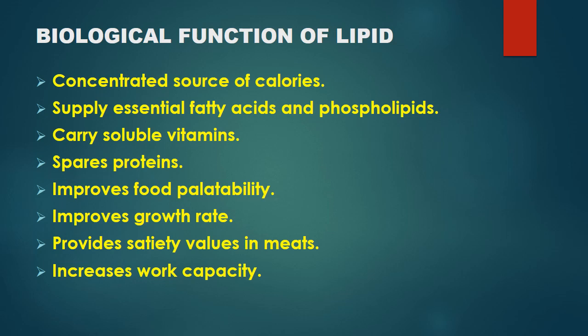Similarly, fats play an important role in palatability. A food without fat will not have that good a taste. It has an important role in growth. As I told you, in the cell membrane, lipids form a bilayer, which is very important. For growth there is cell division, for which lipids should be there. Then it provides satiety value in meats. When we eat meat, it gives a sense of satisfaction, a sense of fullness, and it increases working capacity. If we take some amount of fat, we get more energy and the working capacity is better.